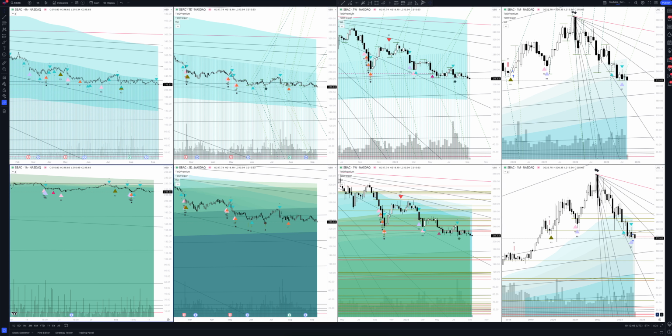Today we will take a look at SBA Communications REIT stock. Let's analyze the market situation and find out how you can make money on it. Let's start.